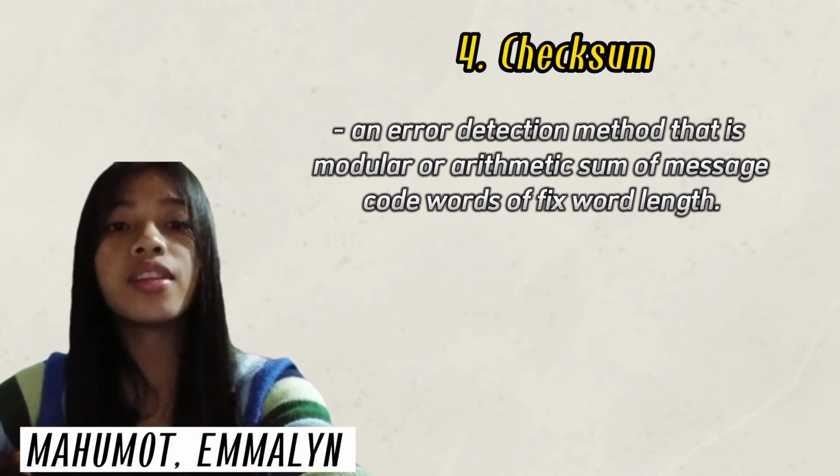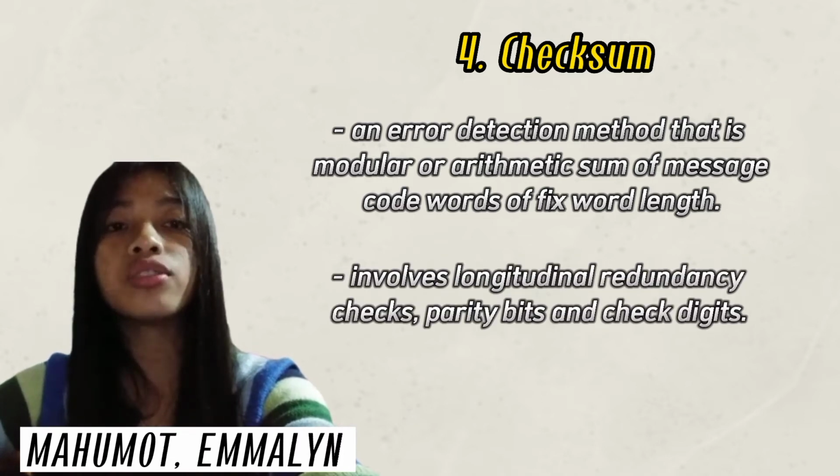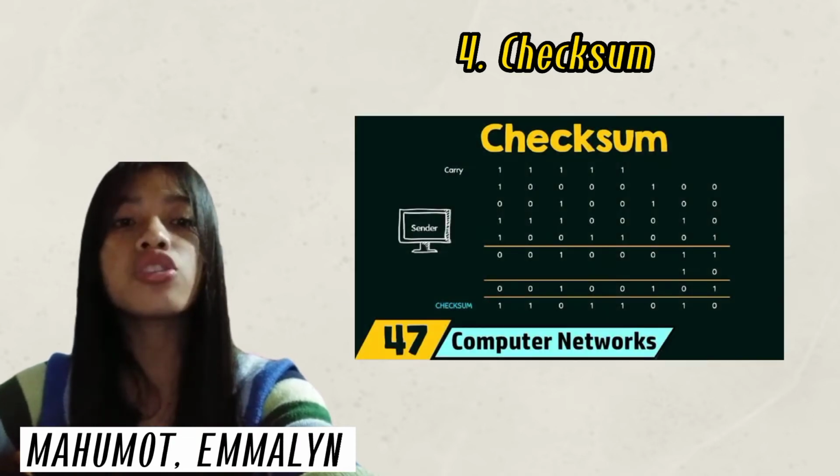Next is checksum. Checksum is an error detection method that is a modular arithmetic sum of message code words of fixed word length. Checksum scheme involves longitudinal redundancy checks, parity bits, and check digits. The figure shown is a representation.